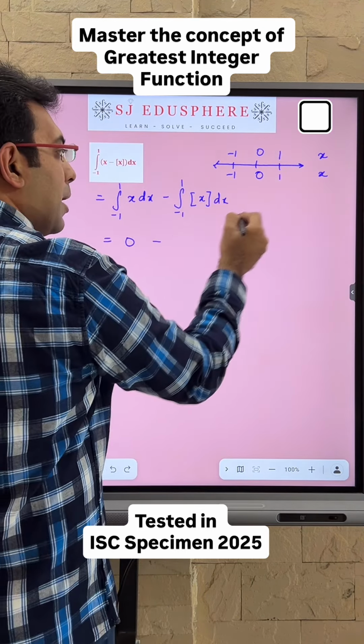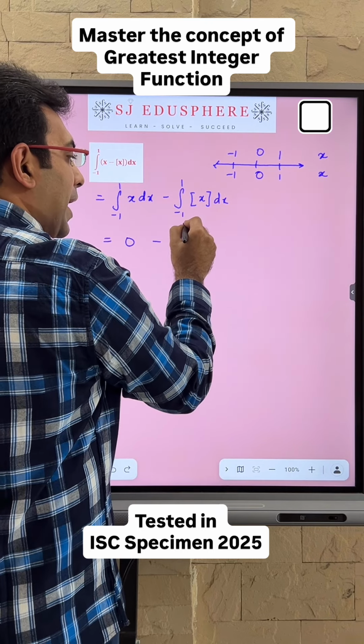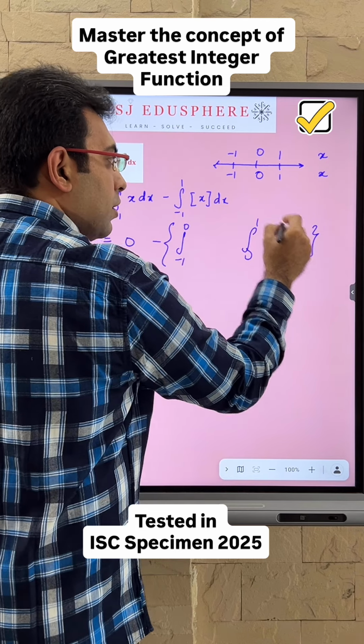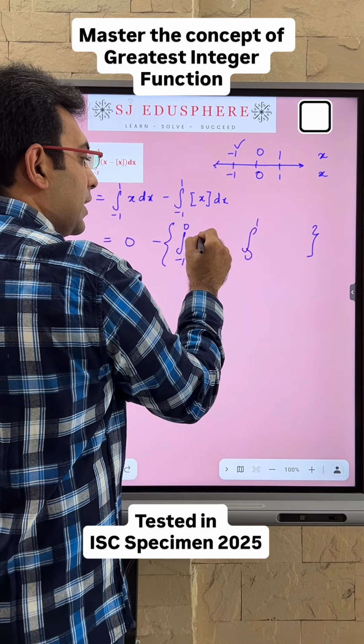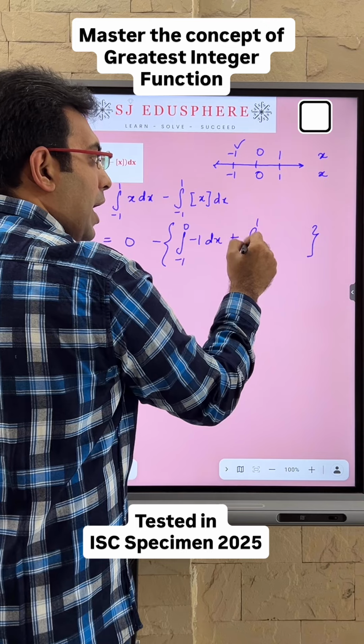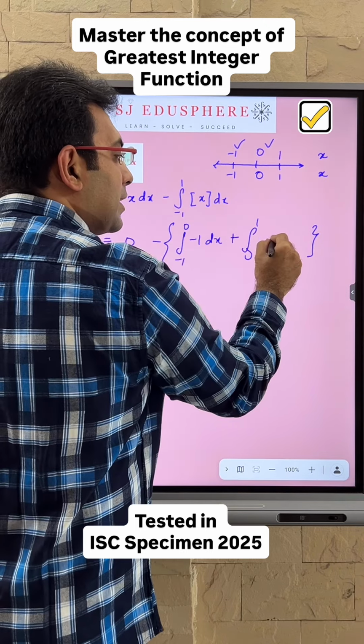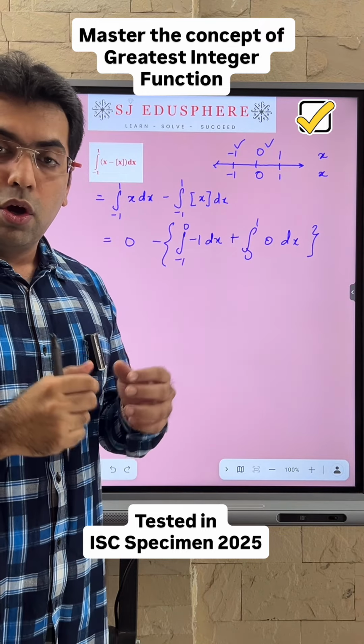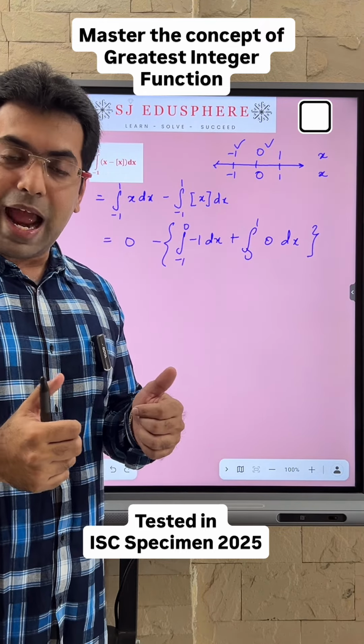I break this up, my limit from minus 1 to 0 and from 0 to 1. From minus 1 to 0, the greatest integer was minus 1, and from 0 to 1, my greatest integer was 0. This is exactly how you break the sum. Go for definite integration and get your answer.